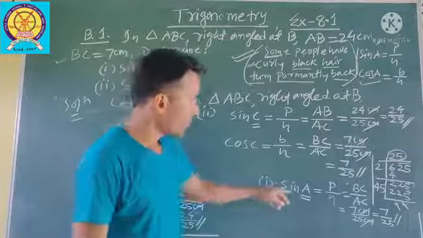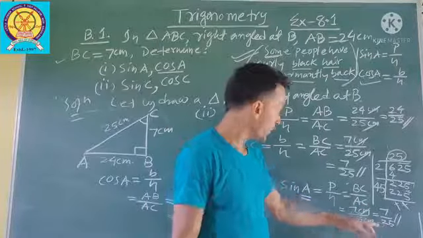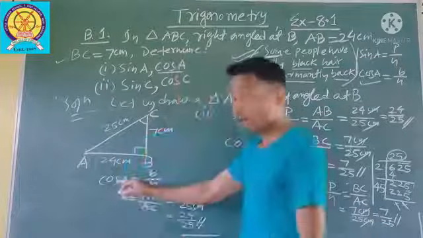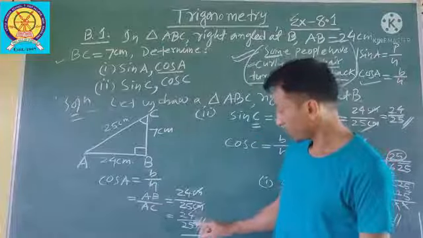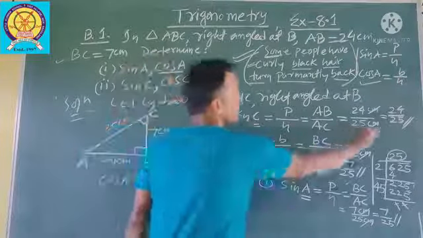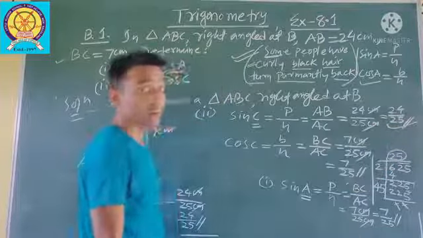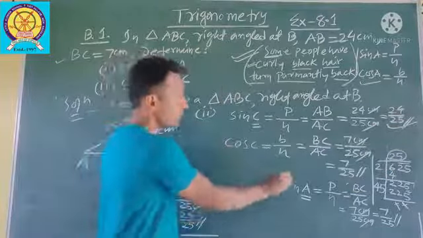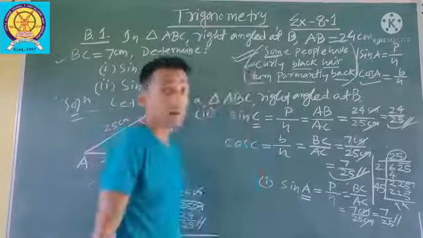So sin A we get how much? 7 by 25. Cos A we get 24 by 25. Then you see sin C we get 24 by 25. Then cos C we get how much? 7 by 25.